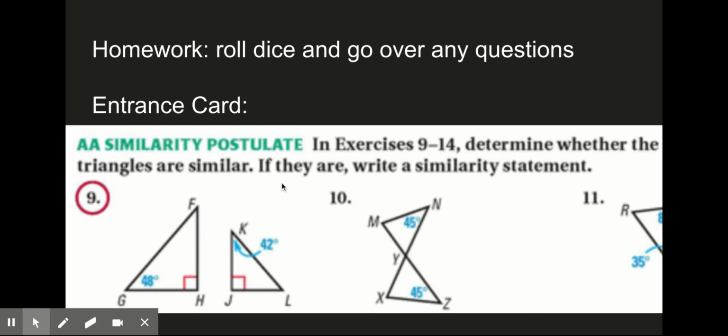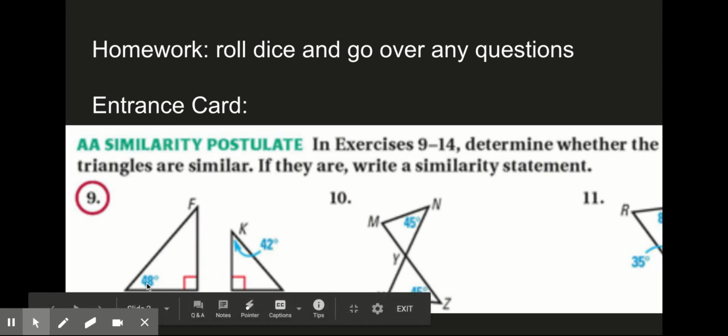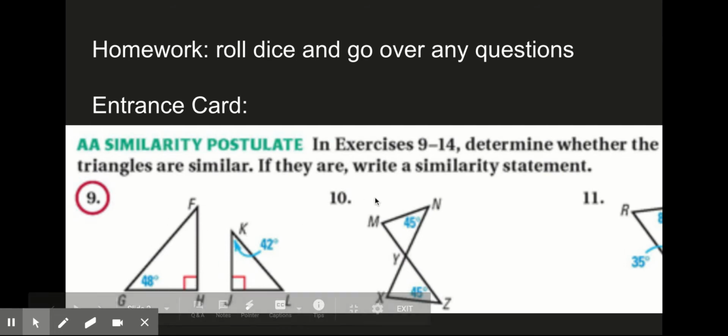Right? So we do a little warm-up, all right, where we can look at this and say, well, 48, what's the complement to 48? It's 42. So clearly 42 plus 90, angle-angle.